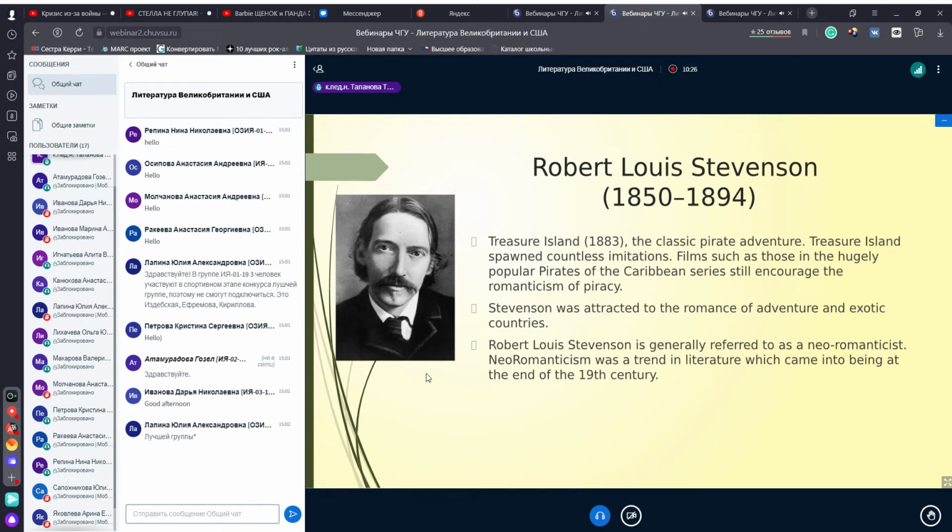If you look at the slide, I have mentioned that Robert Stevenson is regarded as a neo-romanticist. Neo-romanticism was a trend of literature that happened at the end of the 19th century. And the writers of that trend turned to the past, or they tried to describe exotic travels and adventures.